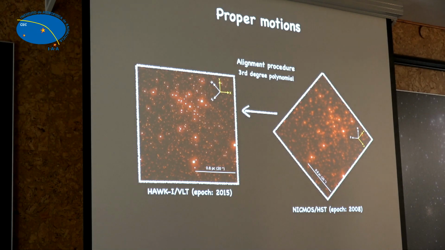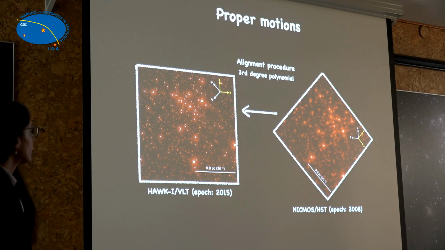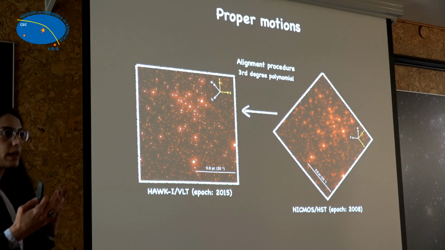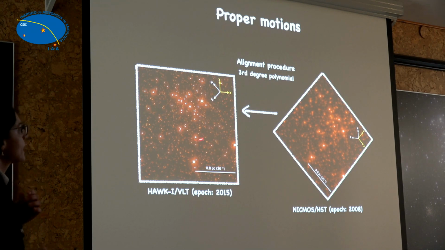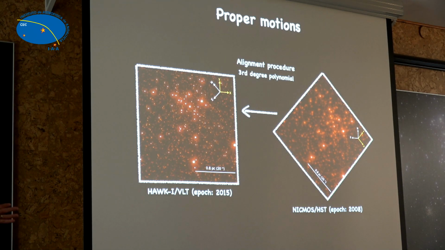So in order to calculate the proper motions by having these two epochs, one at 2008, the other one at 2015, we should be able to obtain proper motions. But we have two epochs from two different surveys, so we should transfer them into the same reference frame. So we transfer our position of stars from NICMOS onto the reference frame of HAWK-I by rotating the position and also correcting the pixel scale of the images, and also doing the alignment procedure. This alignment procedure is done by a third degree polynomial, and it's quite tricky because it's very sensitive.